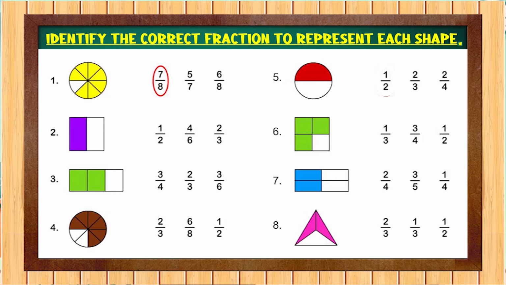Good. Number 5 now, we have a circle and the circle is divided into 2 equal parts and 1 part is shaded. Now, from that, I know the fraction has to be half. Why? Because the denominator is 2, because 2 equal parts the shape is divided into, and the numerator is 1, because one of those parts is shaded. So that's the correct answer. So you work the rest, and I'll be back to discuss.